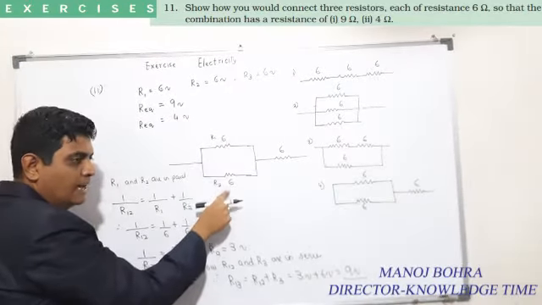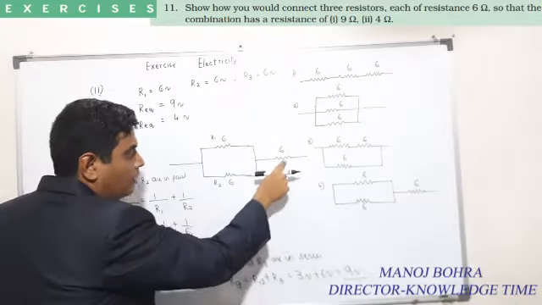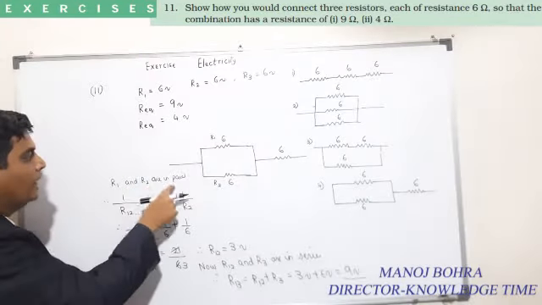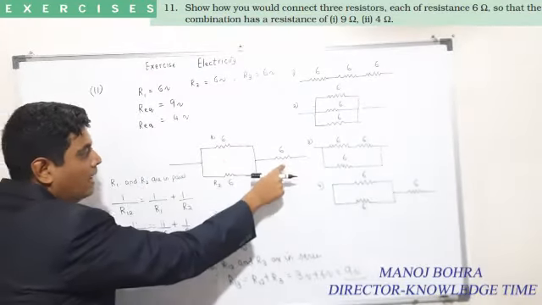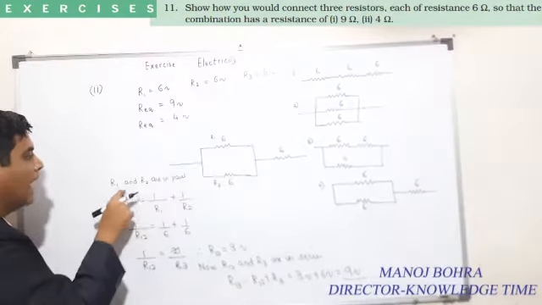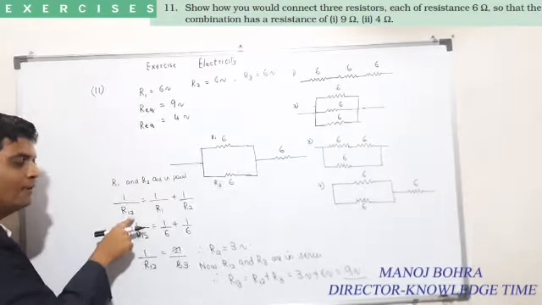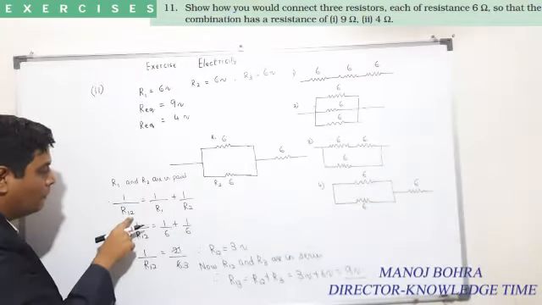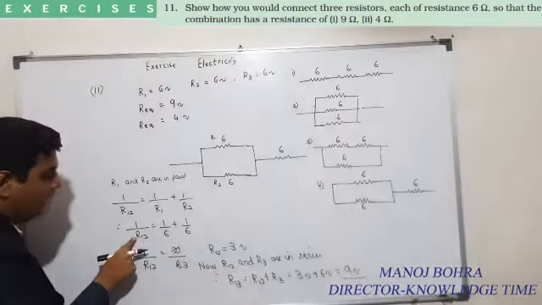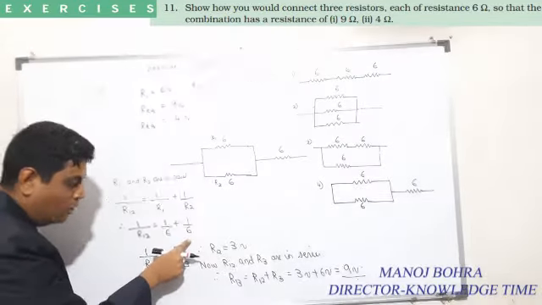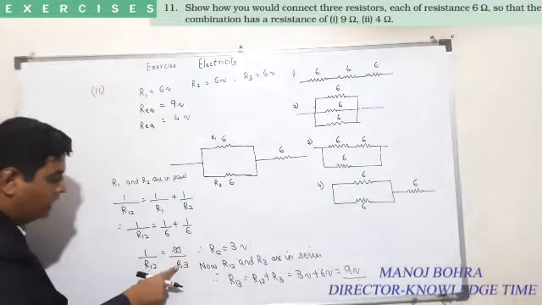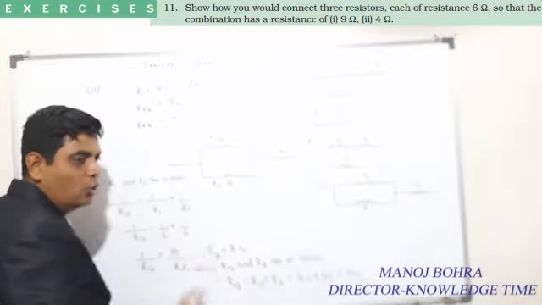2 resistances are in parallel which will in turn be connected in series with the third resistance. So you get R1 and R2 in parallel which are in series with R3. If they are in parallel, what will it be? I am naming the parallel combination as R12. So 1 upon R12 will be 1 upon R1 plus 1 upon R2. 1 upon R12 is 1 upon 6 plus 1 upon 6. 1 upon R12 is 2 upon 6, 1 upon 3. Therefore R12 is 3 ohms.